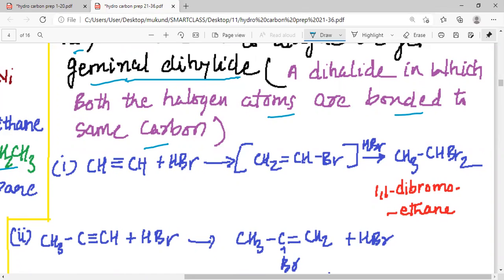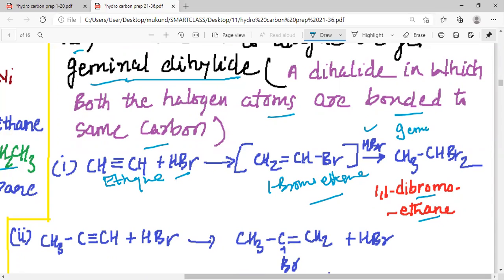So you can see that if we have ethyne and we add two molecules of HBr, on the addition of the first HBr, we will get 1-bromoethene, and this 1-bromoethene on addition of HBr will give us 1,1-dibromoethane, which is known as the geminal dihalide.